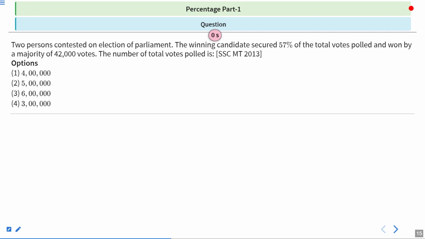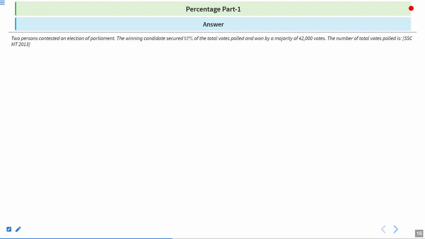Now time's up. Let's see the solution of this question. So the question says that two persons contested an election of a parliament. It is given that the winning candidate secured 57%, so the loser will get 43% of the total votes. It is given that the total votes polled and won a majority of 42,000. So it means the difference between the winner and the loser is 42,000 votes. So now the question is the total number of votes polled. So the correct answer of this question is 4, which is 3 lakh.